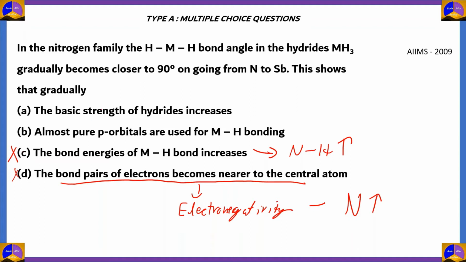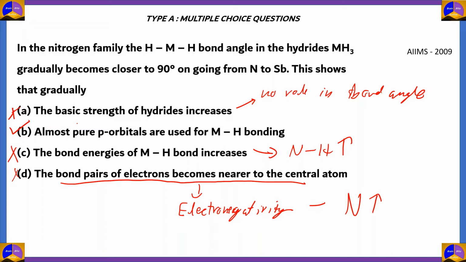Option A, the basic strength of hydrides. Yes, that increases, but this has no role in determining the bond angle. The bond angle does not depend on the basic strength of hydrides directly. So option A is incorrect. The right answer is option B. Almost pure p orbitals are used for MH bonding.